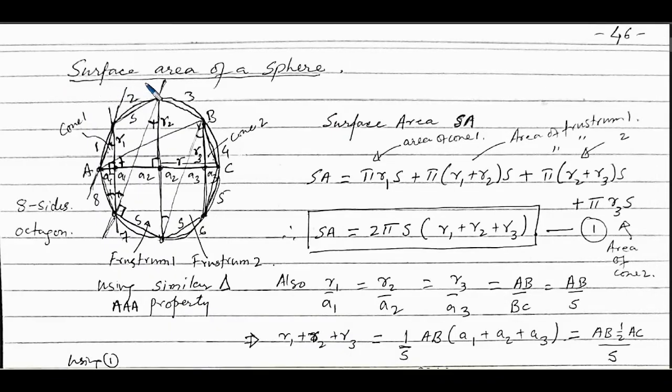Okay, today I am going to talk about surface area of a sphere. In my last lecture I had assumed surface area of a sphere to be 4 pi r square. So now let us prove how to get the formula for the surface area of a sphere.